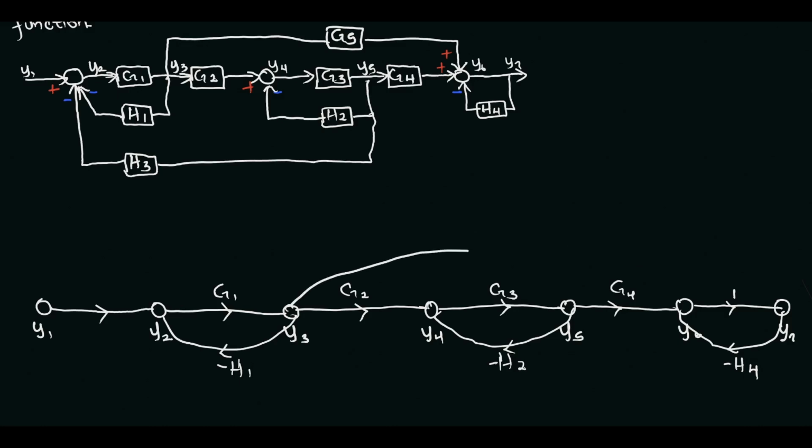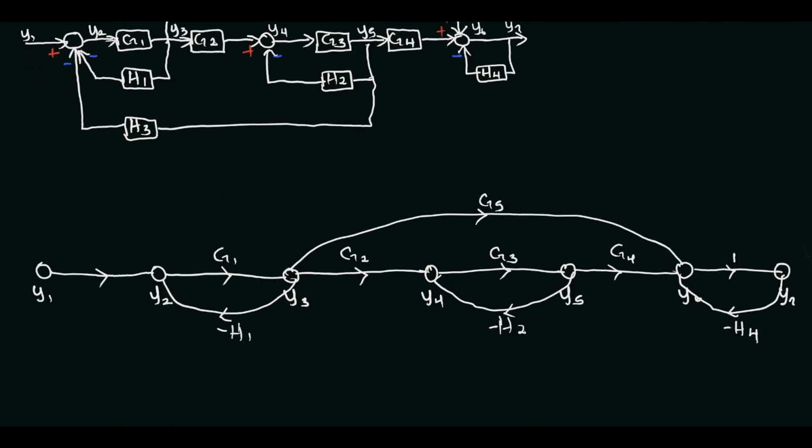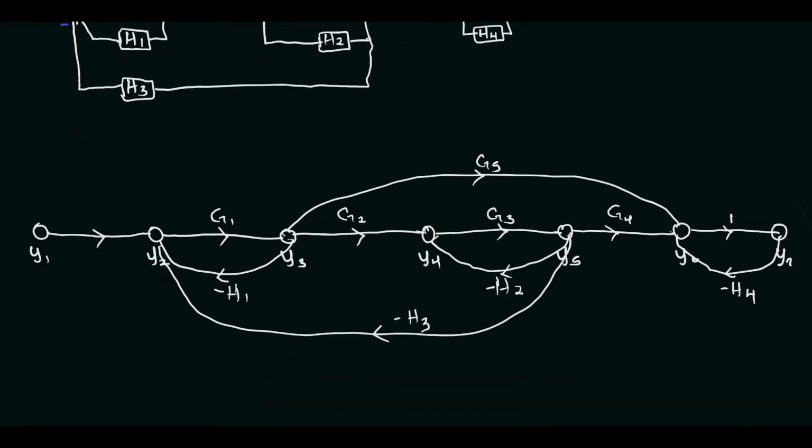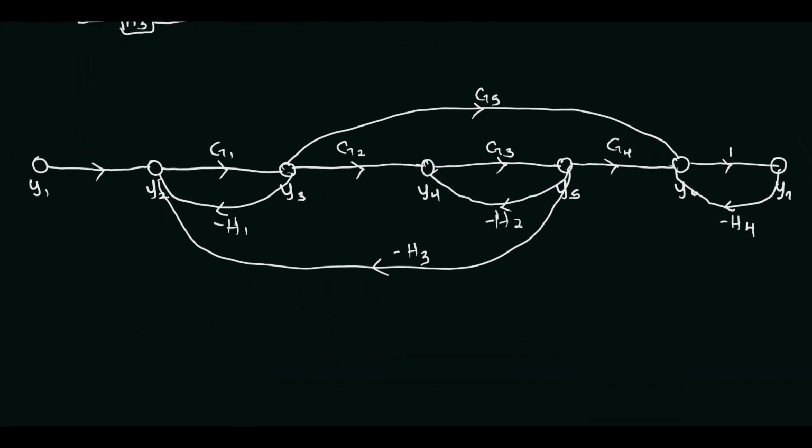So g5, you have another feedback from y5 to y2, y5 to y2. So this is negative h3. So now we have gotten our signal flow drawing, which means we can find the transfer function. But this side is also 1.